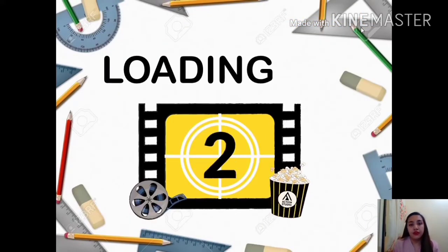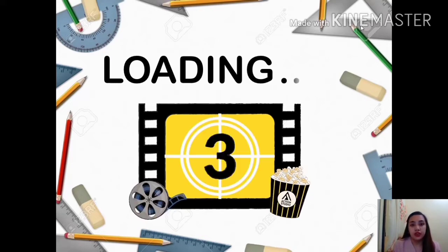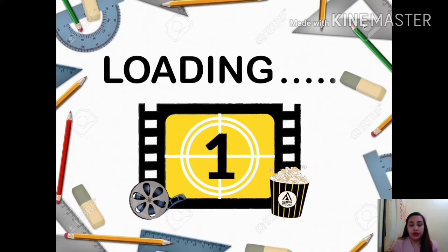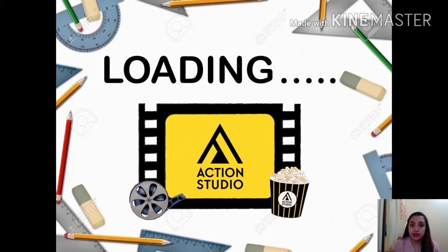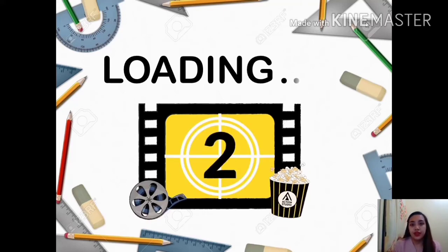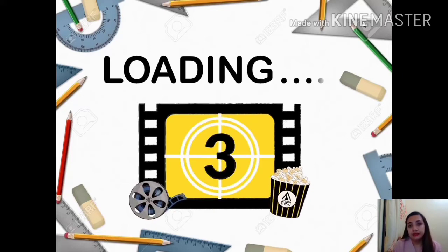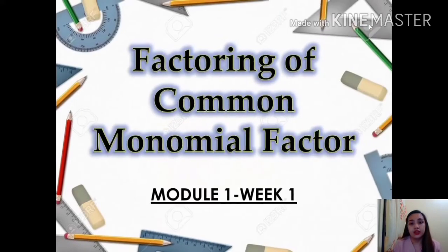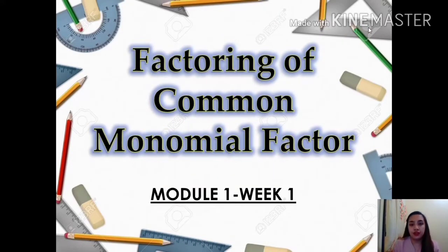Now, before we proceed to the discussion, I just want to remind you that you need to prepare a scratch paper and a ball pen so that you will be able to follow the steps. So, are you ready? Okay, this will be the start. Factoring of common monomial factor. By the way, I will be using Taglish so that you will understand the steps.